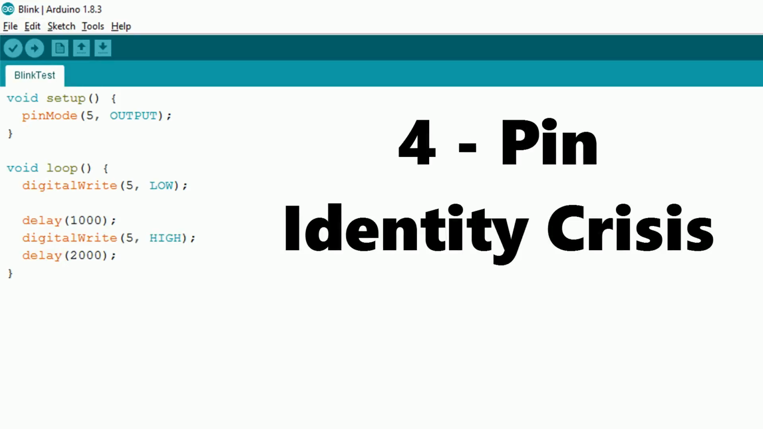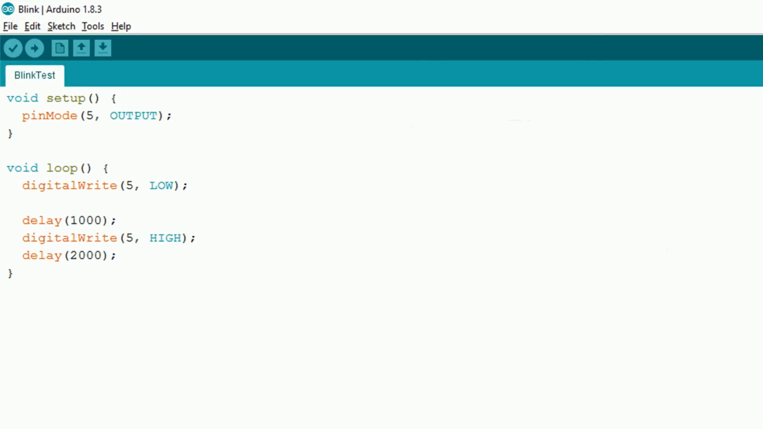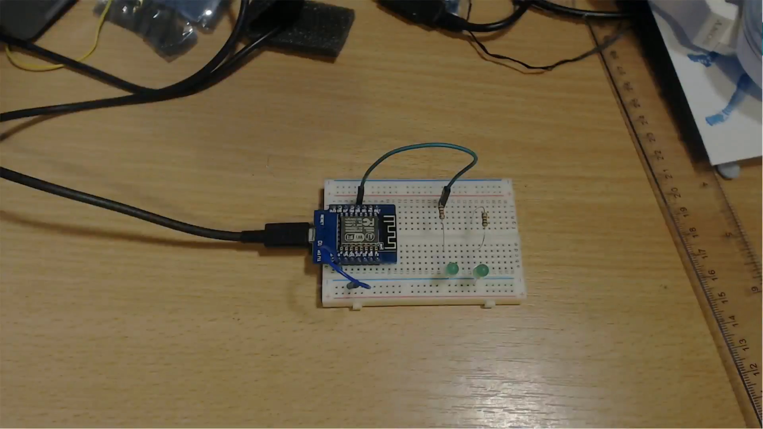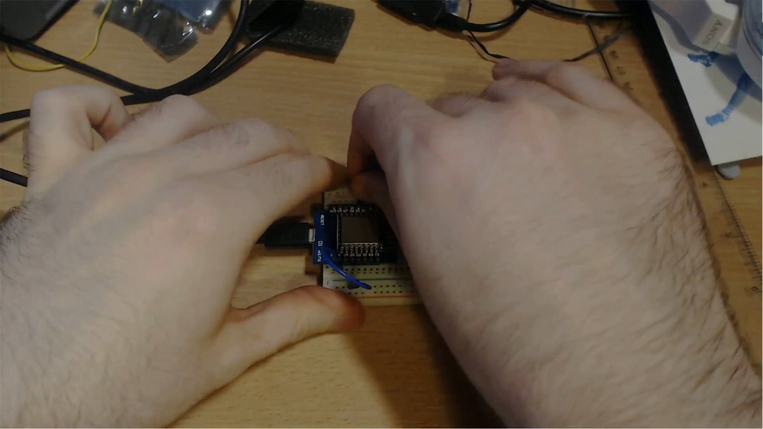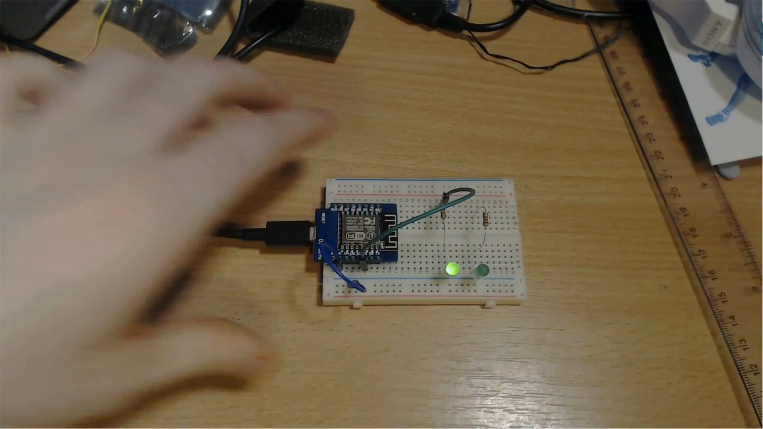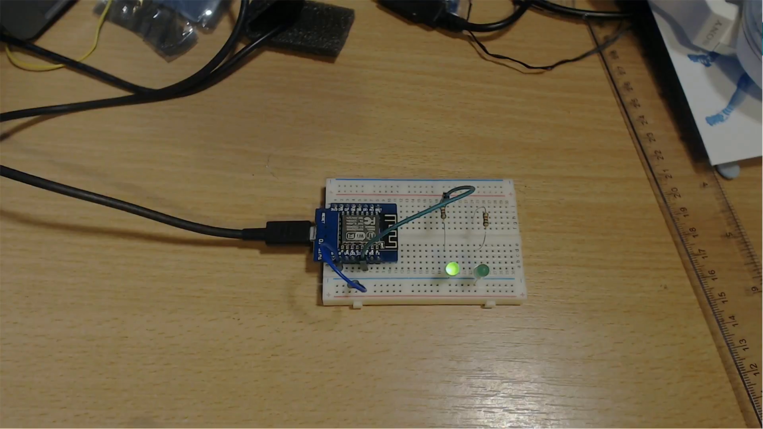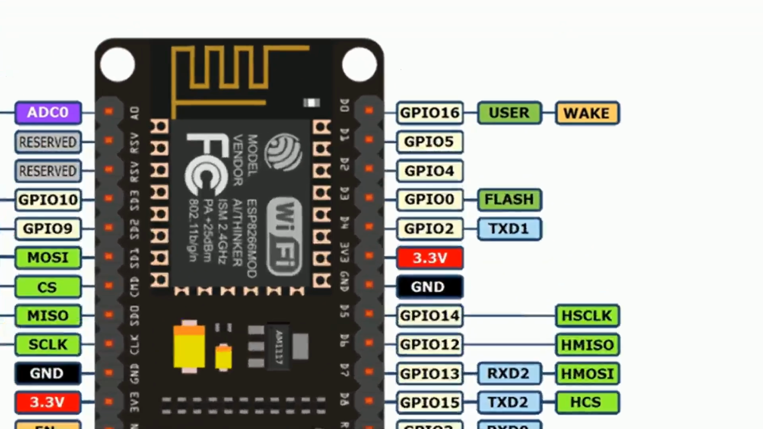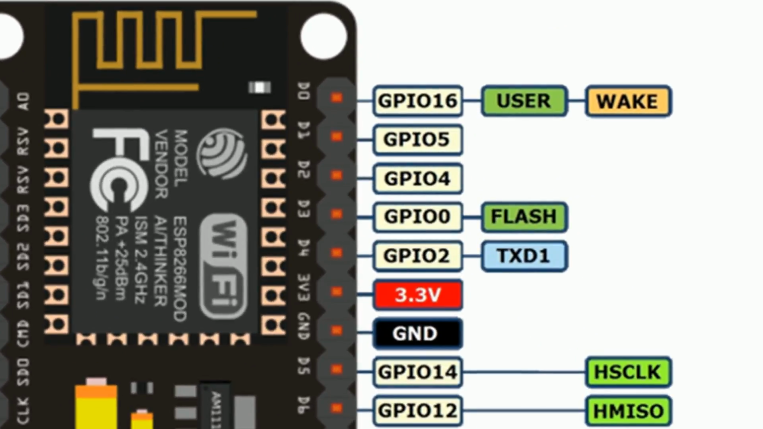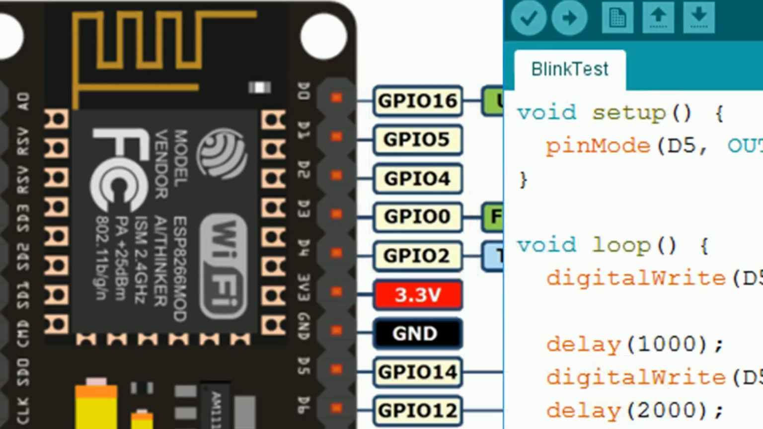The next quirk is pin identity crisis. I've got a blink sketch running on pin 5. When I've the LED connected to D5, it's not doing anything, but when I connect it to D1, it starts blinking. This is because 5 is not the same as D5. WeMOS and NodeMCU boards are marked with their own custom pin configuration that differs from generic ESP8266 models. The easiest solution is to use the name as it appears on the board.